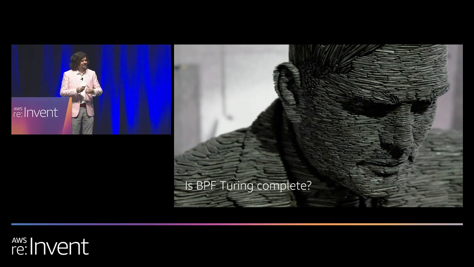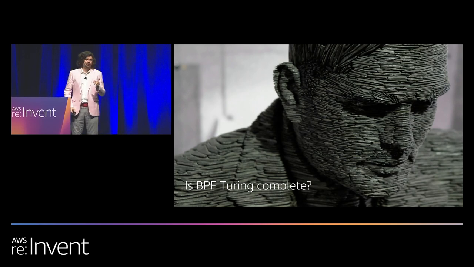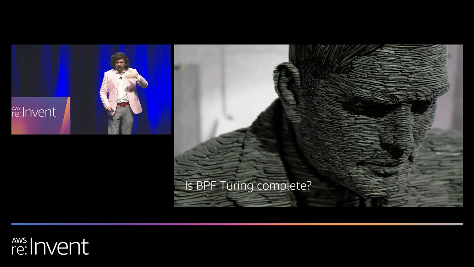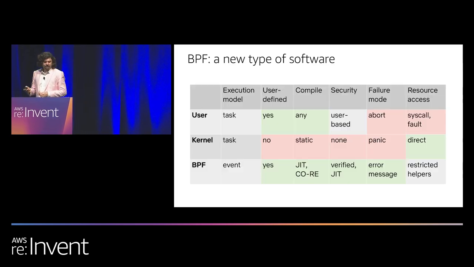Now, we've discussed this at length, and it turns out the bytecode, the instruction set, can be Turing complete, but the verifier prevents it. The verifier blocks unbounded loops. So there are bounded loops that were added in Linux 5.2, so that you can run a loop with a maximum number of iterations, but we can't run almost infinite loops, just in case you're curious.